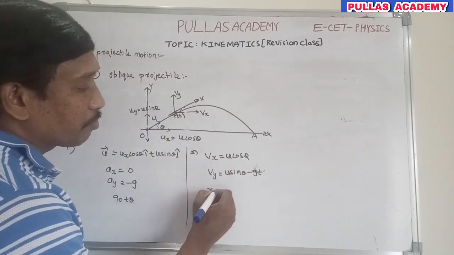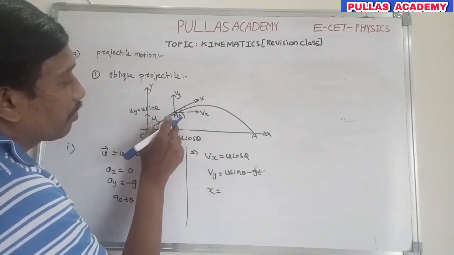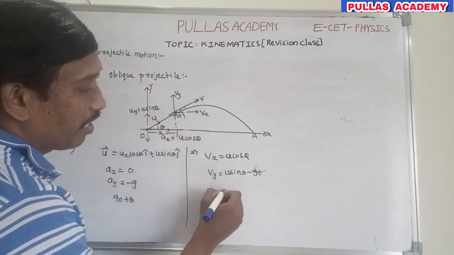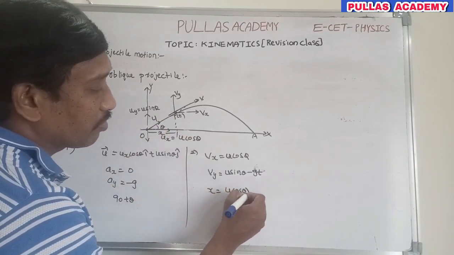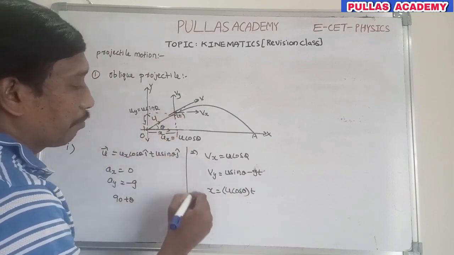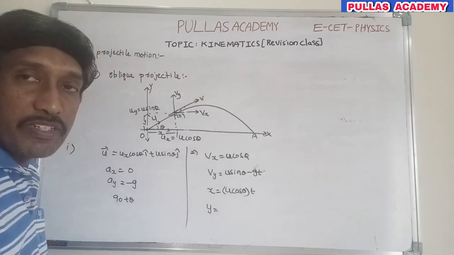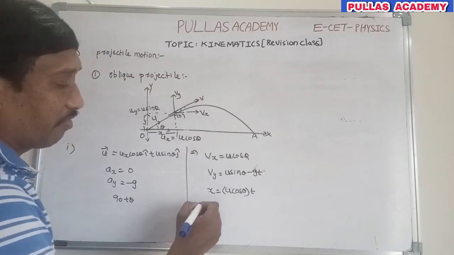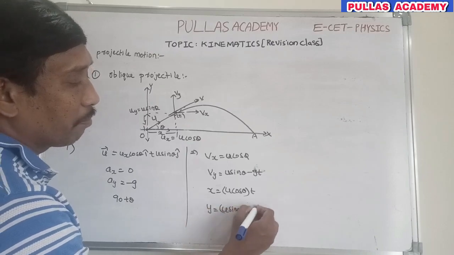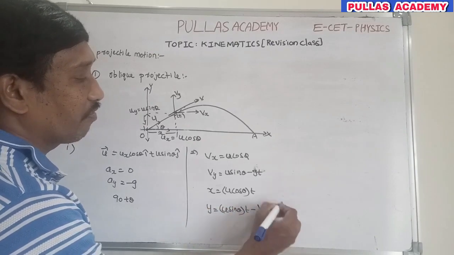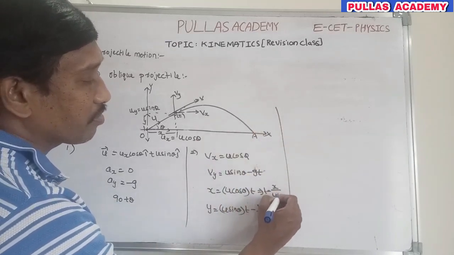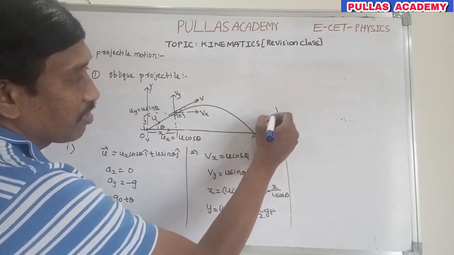What is the displacement when it reaches this point along the horizontal direction? This is the displacement x. x is equal to u cos theta into t is the formula. Next, along the vertical direction the displacement is y. How can you measure this displacement? From the kinematic equation, after simplification you get y equal to u sin theta into t minus half g t square. That's the formula. From the x equation, t is equal to x by u cos theta. Substitute in this equation and simplify.